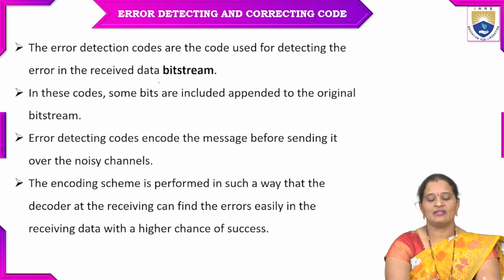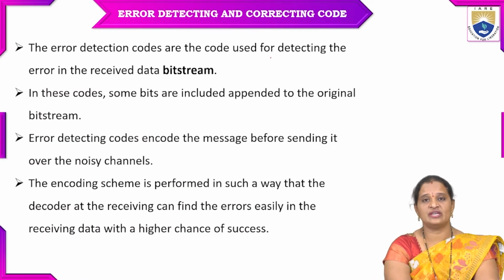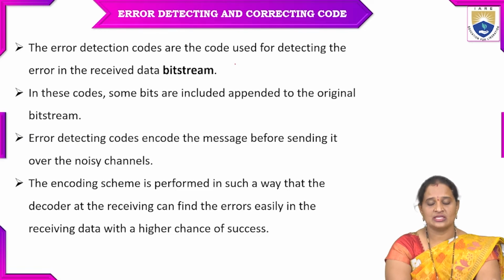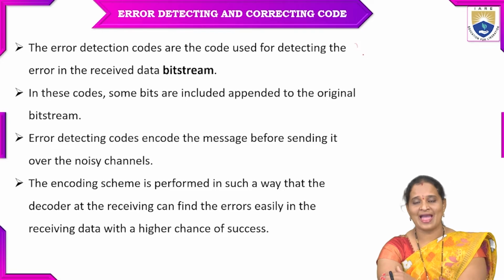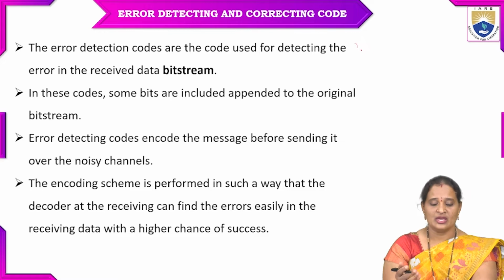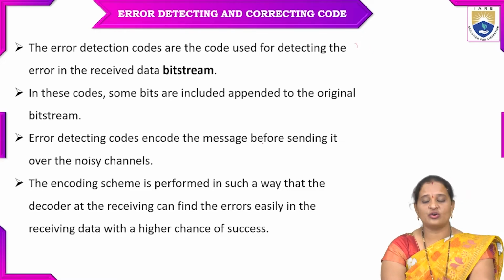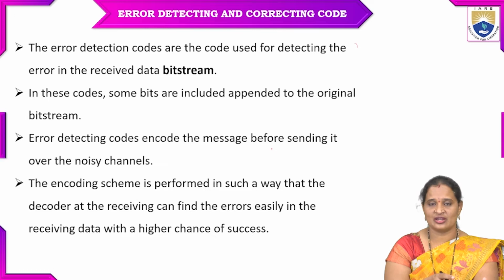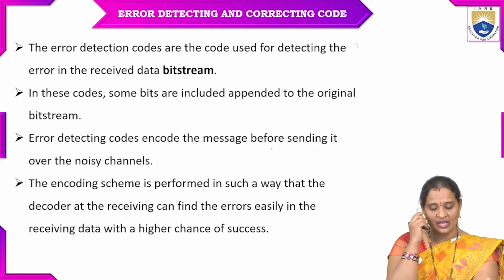The error detection codes are the codes used for detecting the errors in the received data or bit stream. In these codes, some bits are included or appended to the original data. So how are we going to detect the error? We add some extra bits or a stream of bits to the message so that the error can be detected easily. The error detecting codes encode the message before sending it over the noisy channels. That means by adding some extra bits, we are encoding the message into some other format before sending it through the channel.